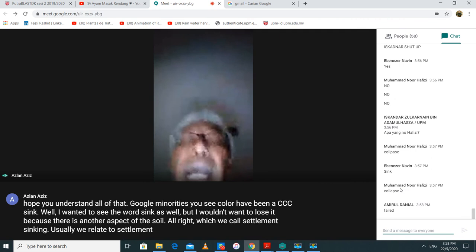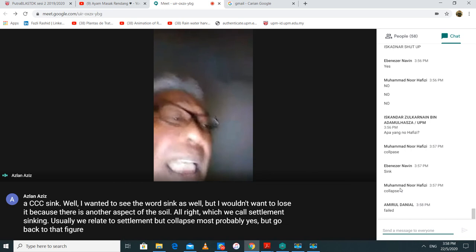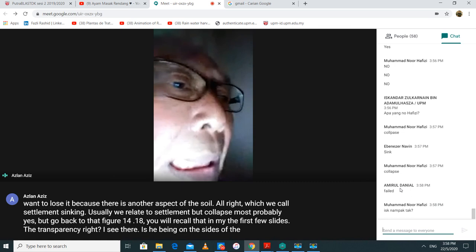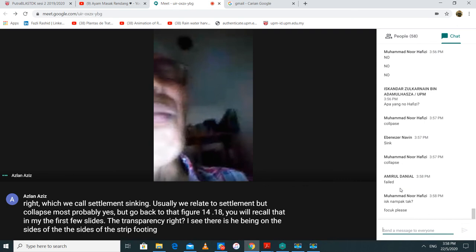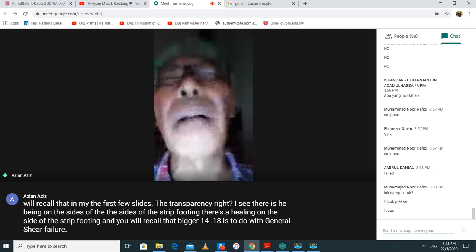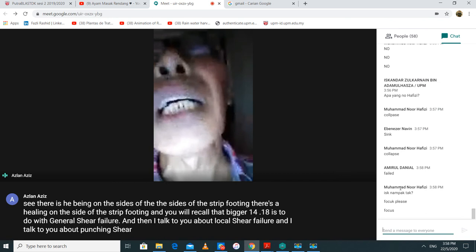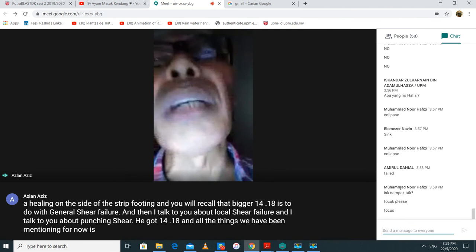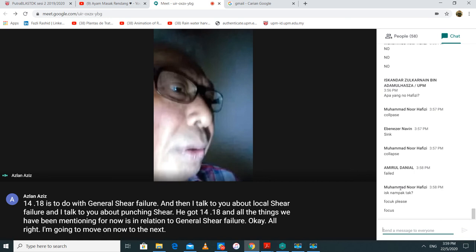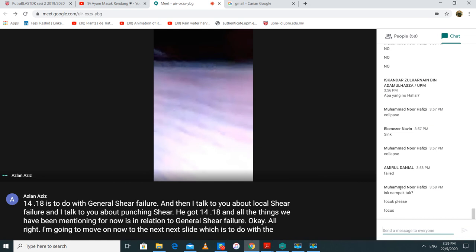But go back to that figure 14.18. You will recall that in the first few slides of the transparency, I said there is heaving on the sides of the strip footing, and that figure 14.18 is to do with general shear failure. And then I talked to you about local shear failure, and punching shear. Figure 14.18 and all the things we have been mentioning for now is in relation to general shear failure. Okay, I'm going to move on now to the next slide, which is to do with this one, 1.6. Then I'm going to go back to this red line.